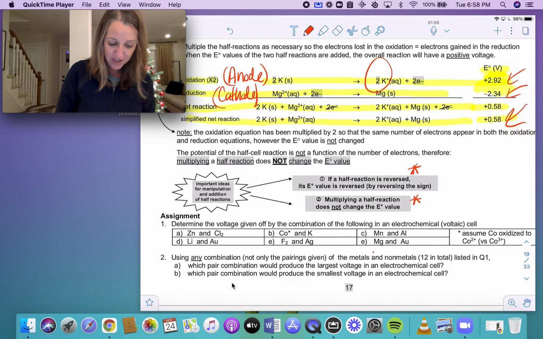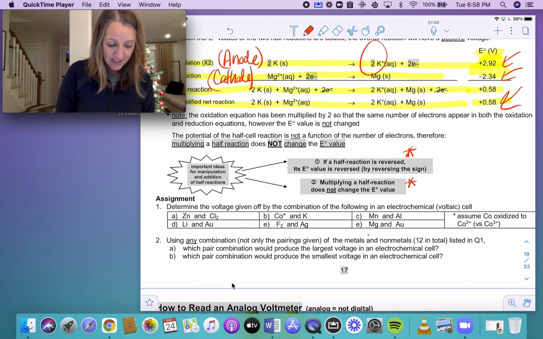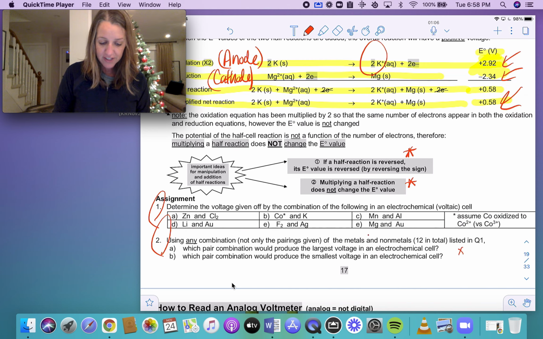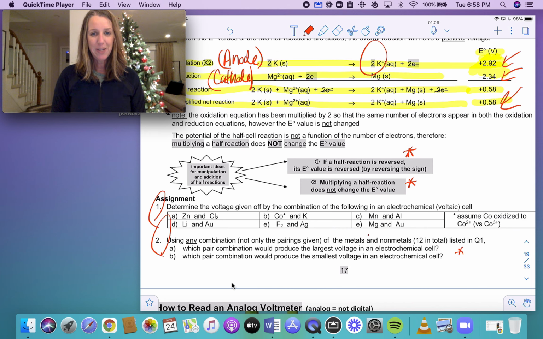Okay? All right, so here you go. You're going to be doing the assignment questions number 1 and 2. And I want you to pay careful attention to question number 2 because this is like the hard part where you're looking at some of the values and it's like, well, which pair is going to give you the largest voltage and which pair combination is going to give you the smallest voltage of these ones up here. So just make sure you're looking them up in your table and that you can do that.